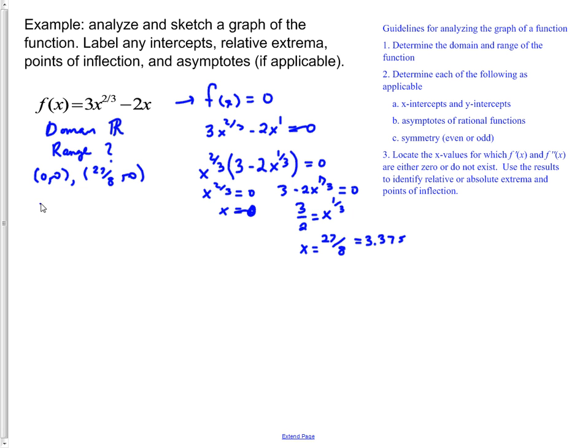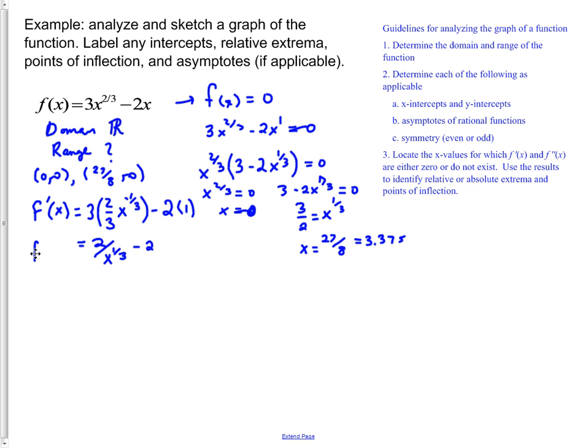Next, we need to find our derivative, f prime of x in this case. We use our power rule for both terms. We say 3 times x to the 2/3 becomes 3 times 2/3 x to the negative 1/3. I'll work this out for you. 2/3 minus 1 would be negative 1/3. Minus 2 times 1, and simplifying that down a little bit, we actually have this expression: 2 divided by x to the 1/3 power, minus 2 is our derivative.